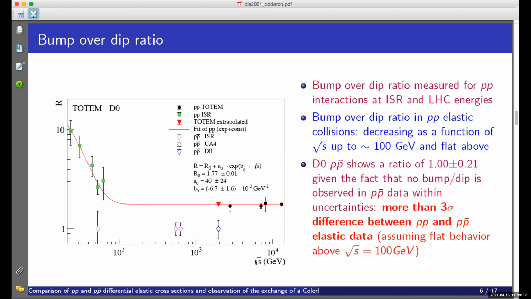So already at this level, we see that there is more than 3 sigma difference between pp and p p-bar elastic data. This assumes that nothing strange appears between below 100 GeV and 1 TeV, that we get something which is continuous; this is an assumption. Okay, this was a kind of starting point, but we wanted to do something a bit more quantitative than this pure measurement. So what is the basic idea?